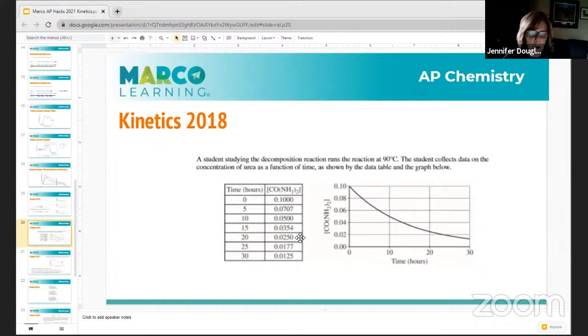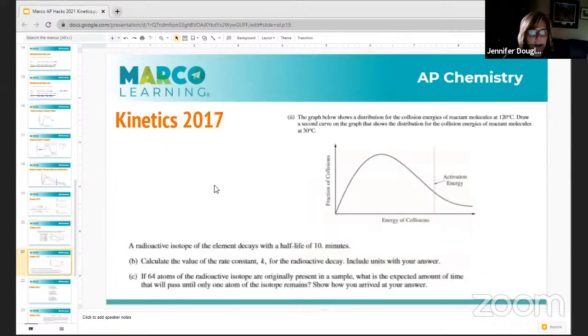So anytime they give you concentration and time data, if they don't give you the three graphs, look for the half-life thing that I had told you about. And you guys see what I mean by half-life. Half of 0.1 is 0.05. So that's the first half-life, 10 hours. Half of 0.05 is 0.025. That took another 10 hours, from 10 to 20. Therefore, the half-life remained constant. It's first order. And that's the way that question appeared.